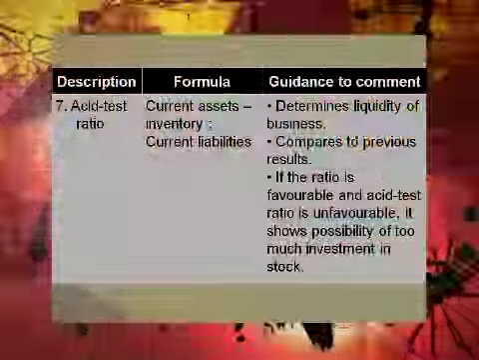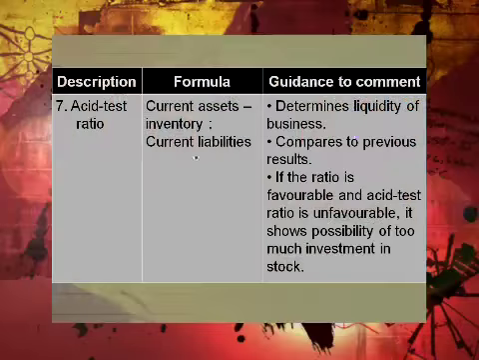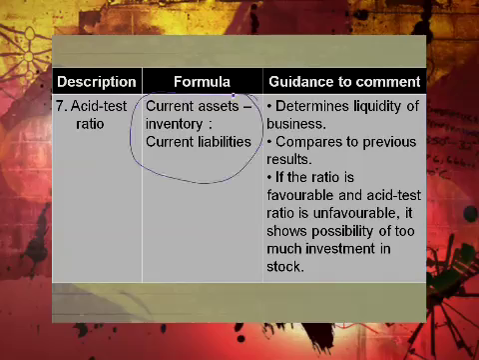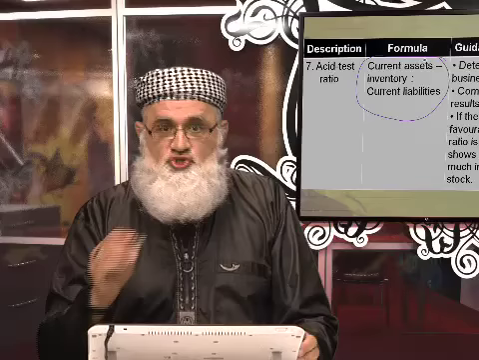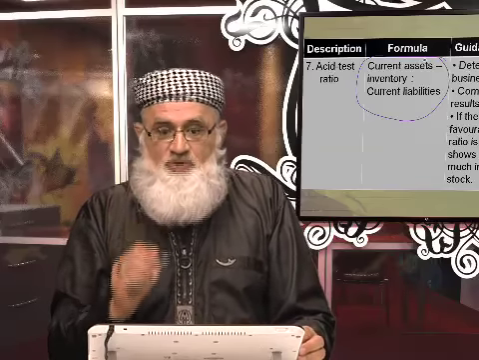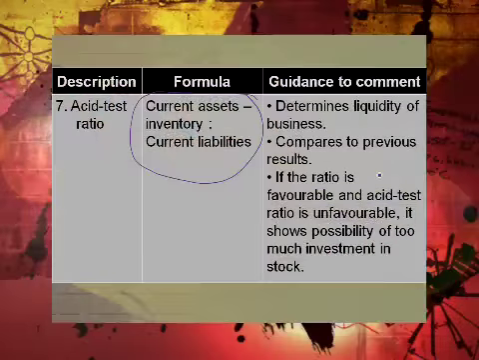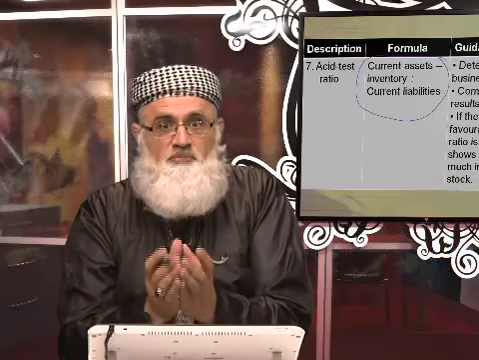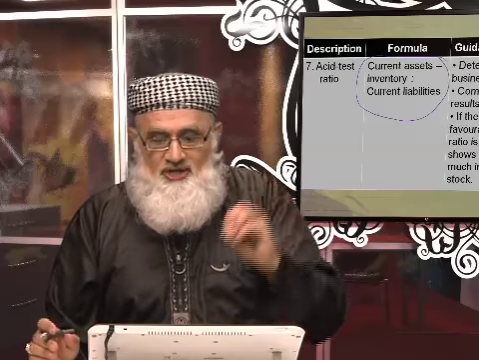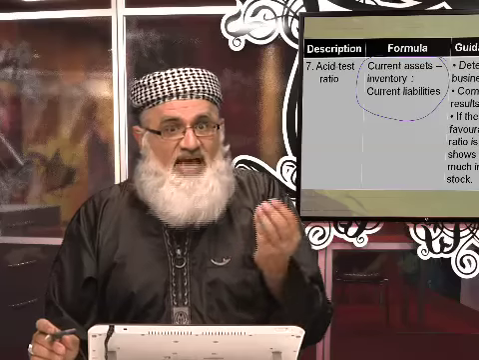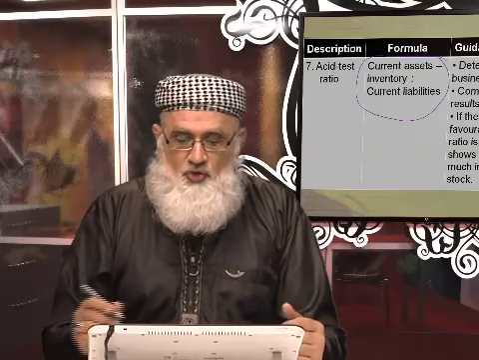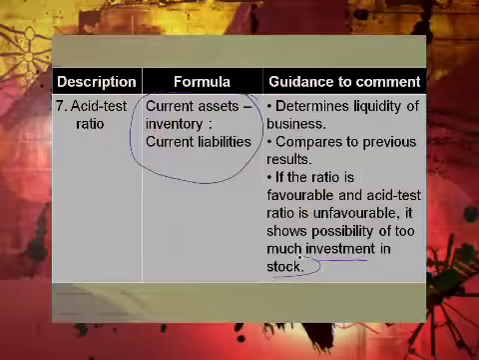Coming back to the ratio, the asset test ratio. What is this one all about? Current assets minus inventory is to current liabilities. That's the formula. You have to learn it. What does it do? It talks about liquidity. What is liquidity? The ability of a business to meet its short-term debts. Compare results. If the asset test ratio is favorable, it means that you can meet your short-term obligations without taking your stock into consideration. If it is unfavorable, if you compare it to your current ratio, it means there's too much investment in stock.